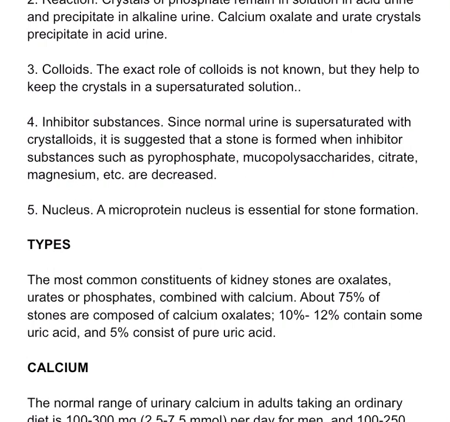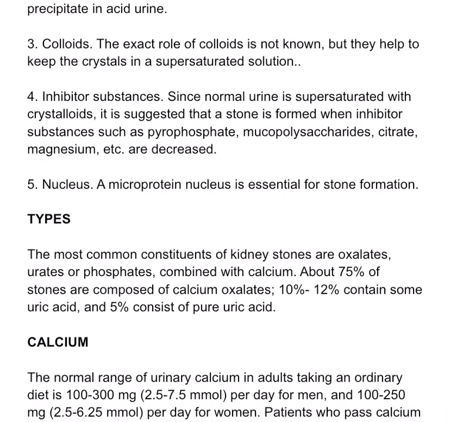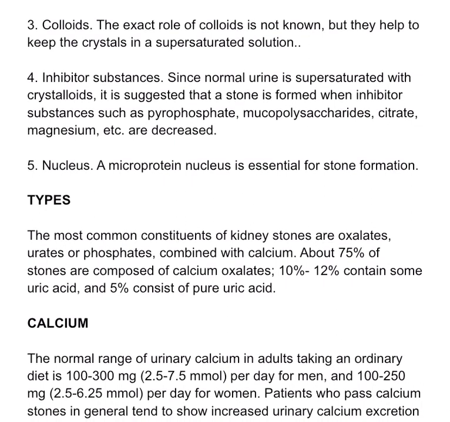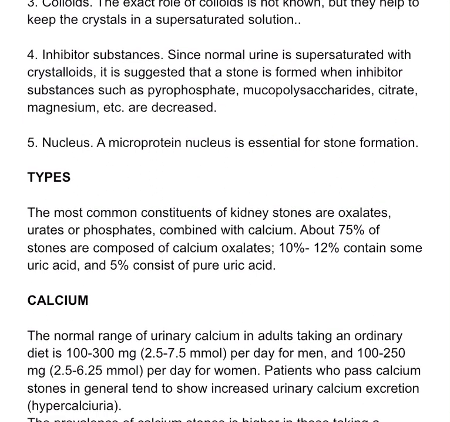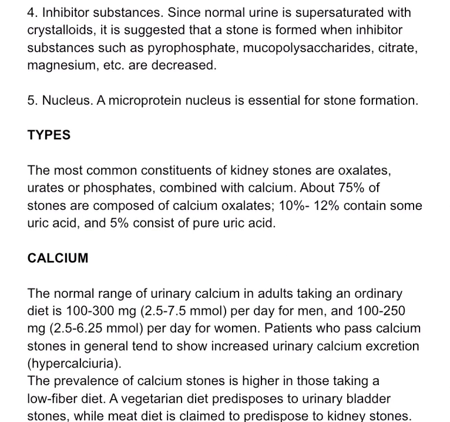solution. 4. Inhibitor substances. Since normal urine is supersaturated with crystalloids, it is suggested that a stone is formed when inhibitor substances, such as pyrophosphate, mucopolysaccharides, citrate, magnesium, etc. are decreased. 5. Nucleus. A microprotein nucleus is essential for stone formation.